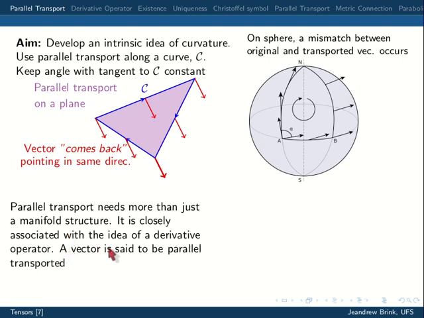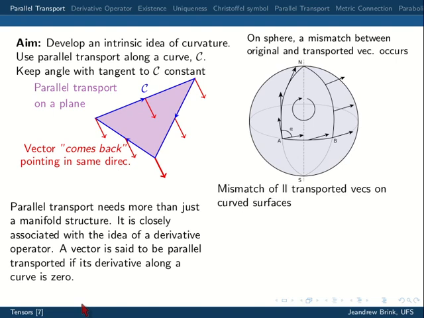Okay, and a vector in manifolds is once again said to be parallel transported if its derivative along a curve is 0. So this idea that your tangent point or this angle doesn't change is simply saying that the component of the vector along the actual curve is unchanging. The mismatch of parallel transported vectors on curved surfaces indicates that successive differentiations don't commute. This is just an idea I'm throwing out there. I will prove it to you later on.